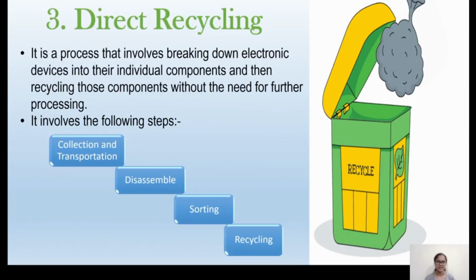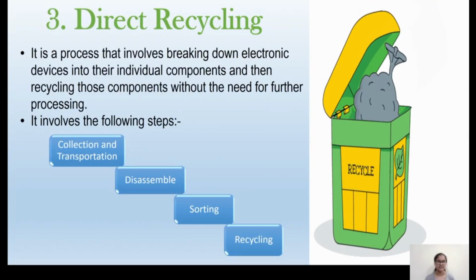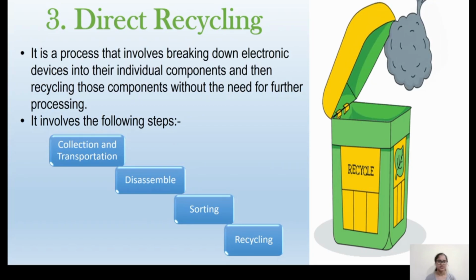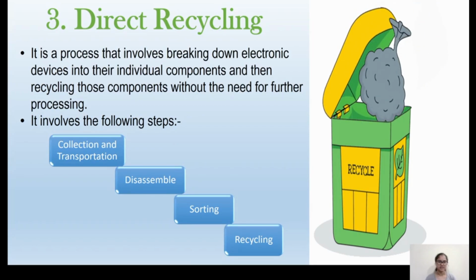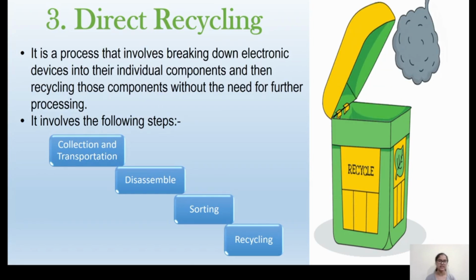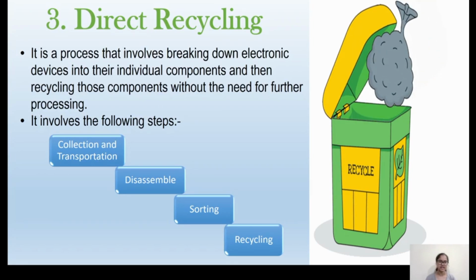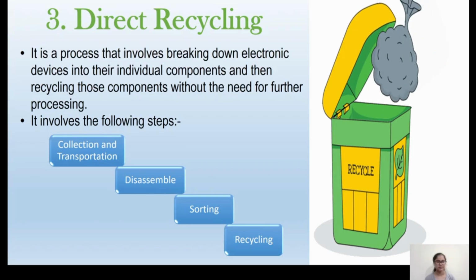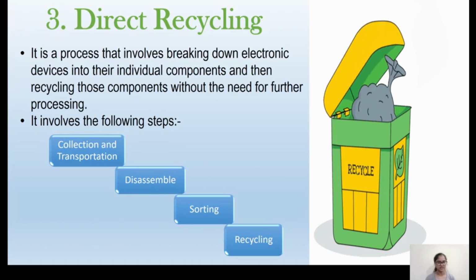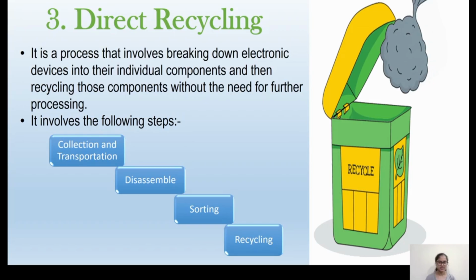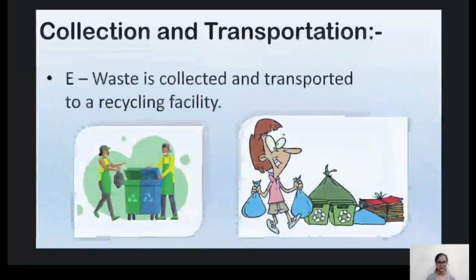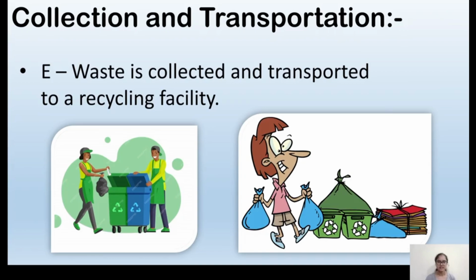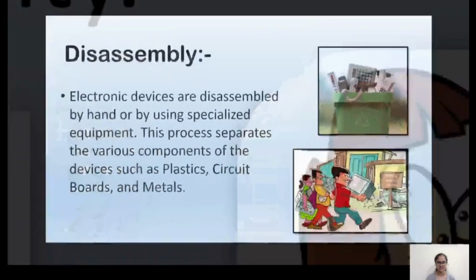The third step is direct recycling. It is a process that involves breaking down electronic devices into their individual components and then recycling those components without the need for further processing. It involves steps like collection and transportation, disassembly, sorting, and recycling. Collection and transportation. In this method, e-waste is collected and transported to a recycling facility.